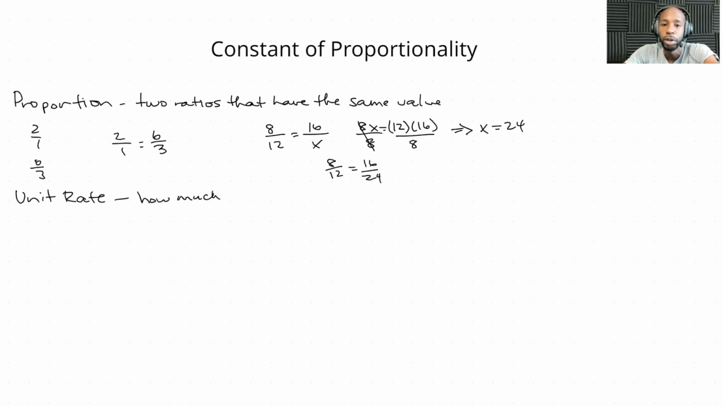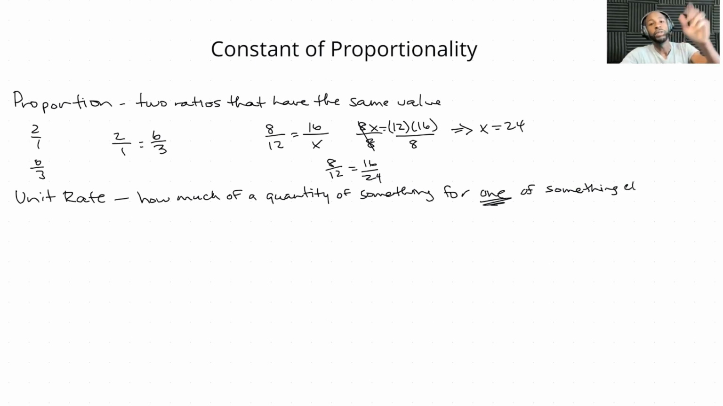Unit rate is how much of a quantity of something for one of something else. So what I mean is, for example, without going into too much detail, I probably just need to do a whole separate video.